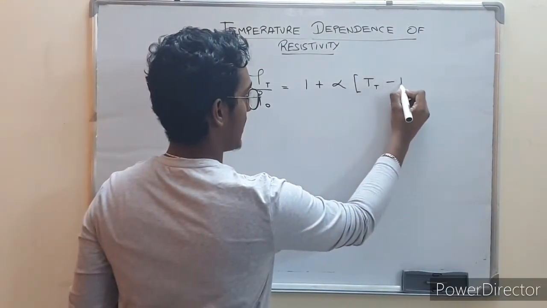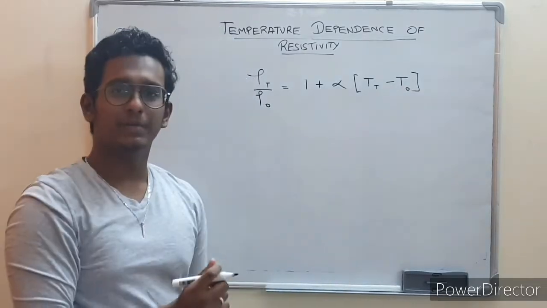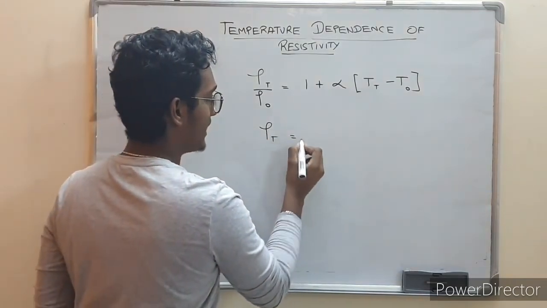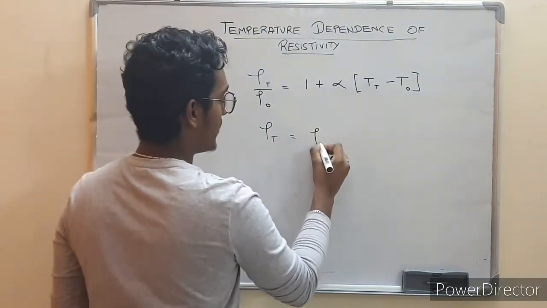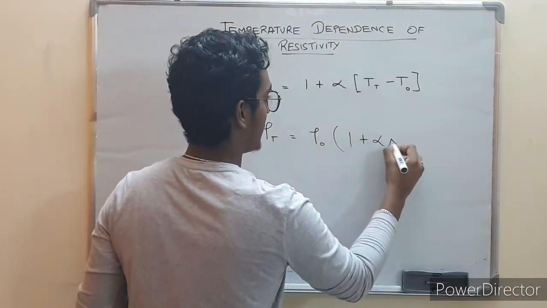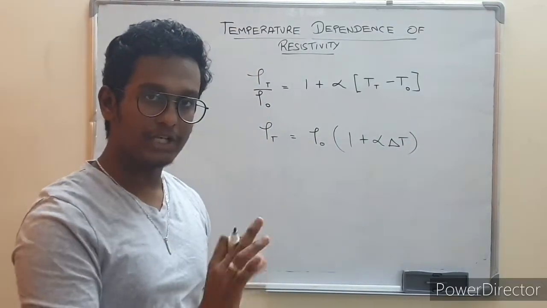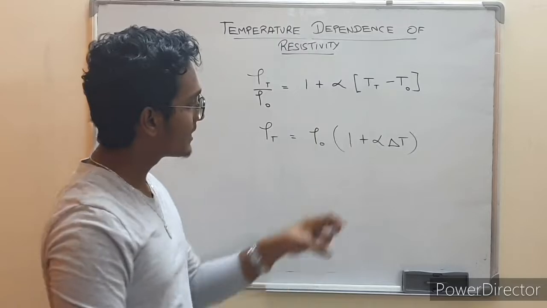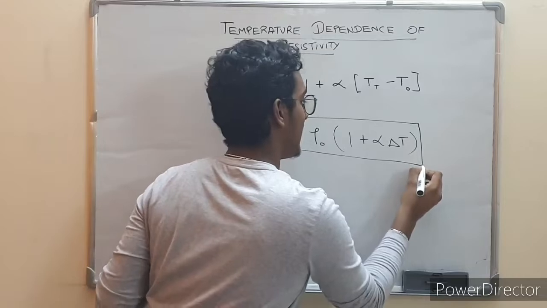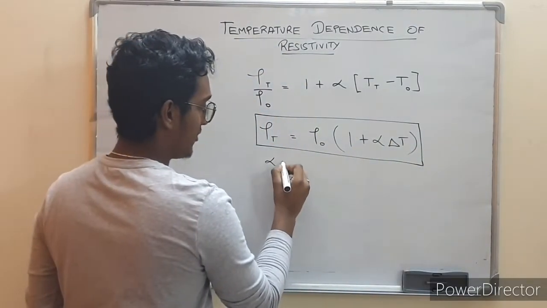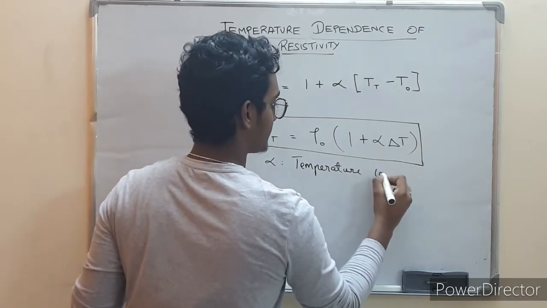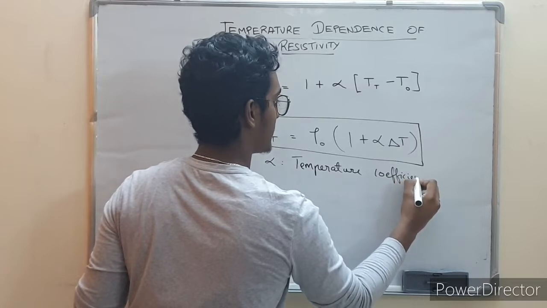Or else you can represent the bracket as delta T, which means the temperature difference. You can rearrange it and write it as: resistivity at any temperature T is the initial resistivity times 1 plus alpha times delta T. Delta T is the change in temperature between these two conditions. This is the equation to find the resistivity at any temperature T. And here alpha is called the temperature coefficient of resistivity.